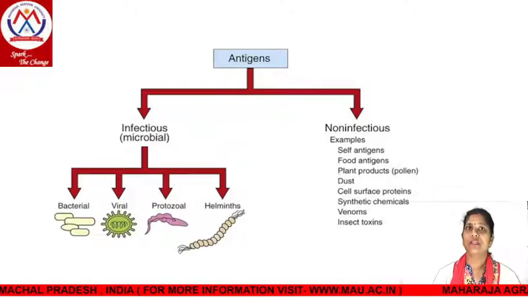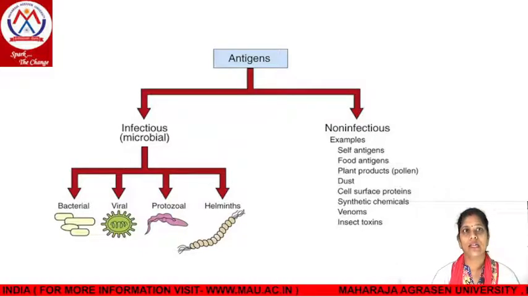The antigens can be of two types. It could be infectious or it could be non-infectious. Infectious means these are the living organisms. They can be the microbial organisms like bacteria, virus, protozoa or helminths. These are all living organisms and therefore they are included under the infectious group.